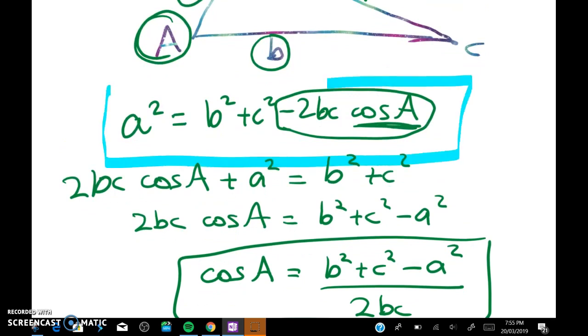So that's the version of the cosine rule for finding an angle. And this is the version for finding a side length. Now, luckily, using the cosine rule is far, far easier than proving it. But hopefully that's explained where the rule came from.